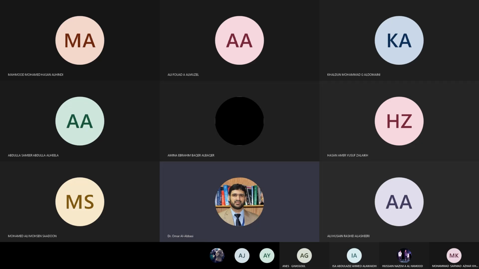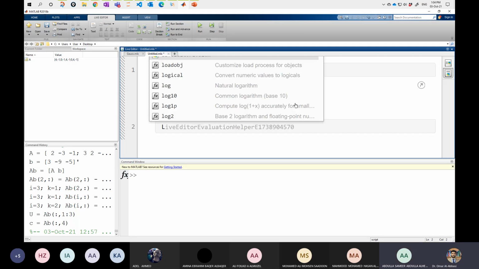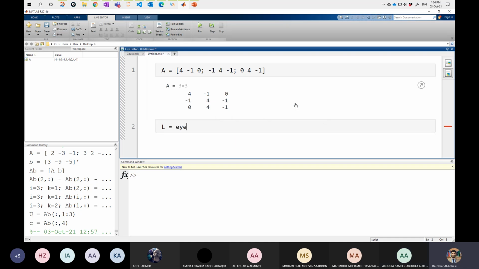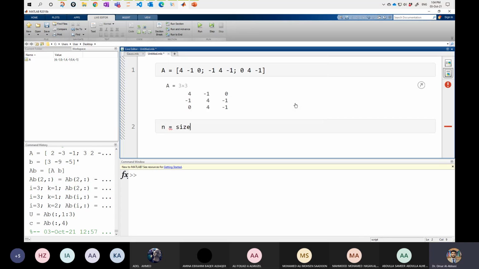And now we need to do the augmentation. So what shall we do? Define L. On L, L simply I. N equal to size. If you say size of A, let's see what that will return.